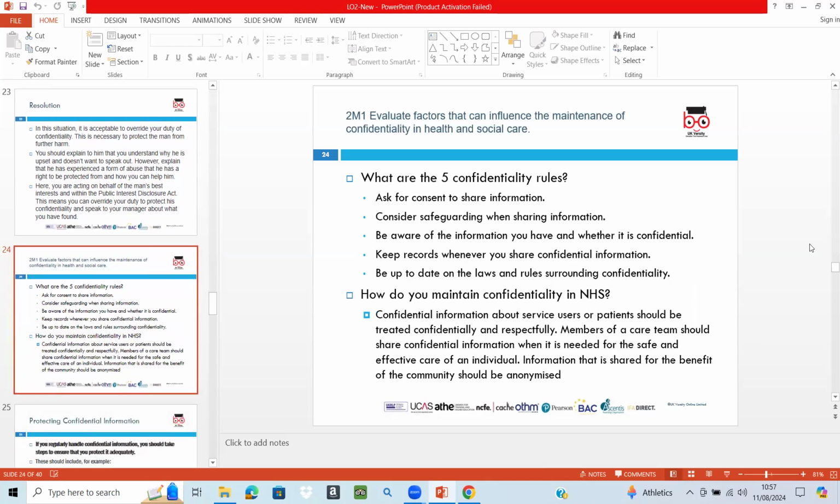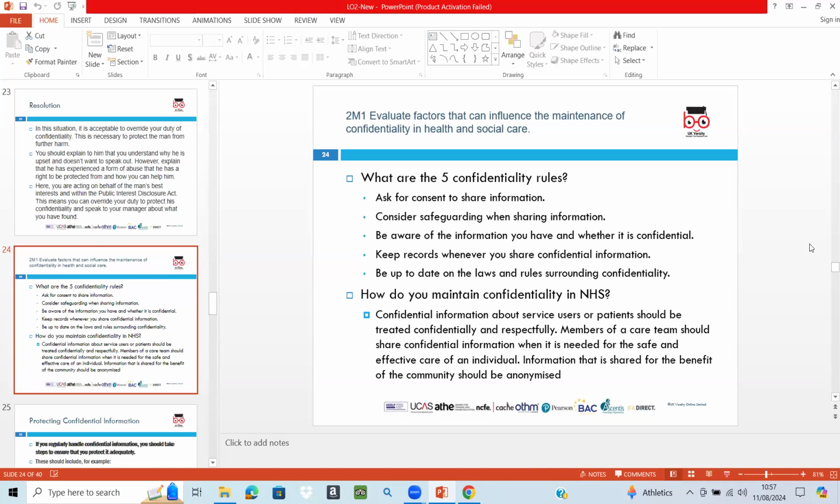Right. Here we need to discuss factors that can influence the maintenance of confidentiality in health and social care. So we need to do the evaluation of it. There are several factors which influence how confidentiality is maintained in a healthcare setting.